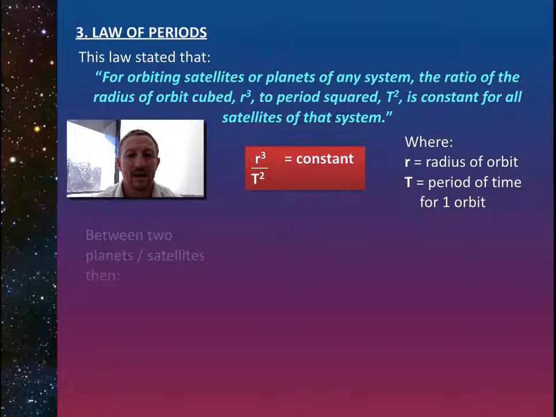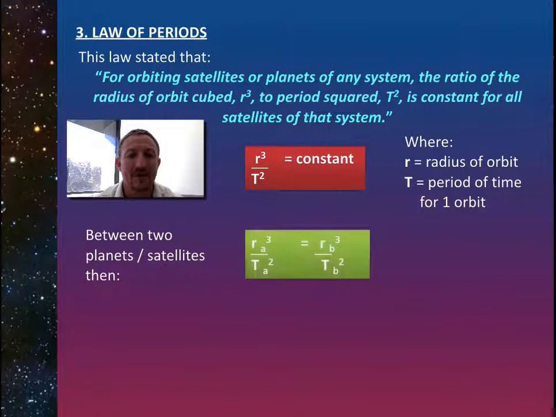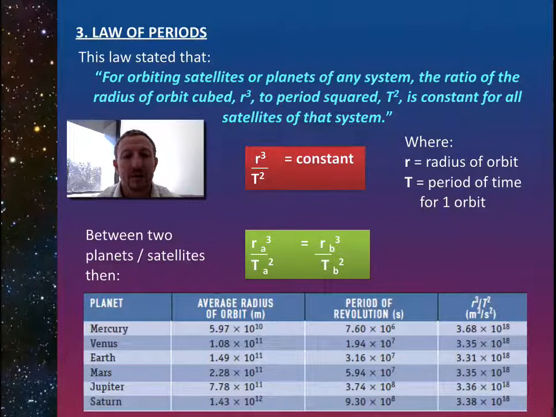Between two planets or satellites, we then have this situation where on one side we've got the third law for planet A, and on the second side we've got the third law for planet B. They should equal each other, or within a very small range.